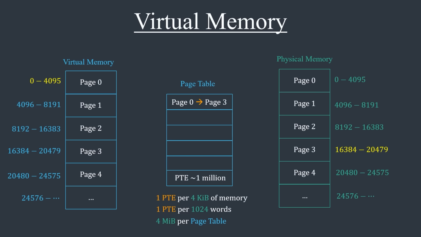There is a trade-off here though. Instead of moving a single word out of memory at a time, we now have to move 4 kilobytes of data. But this works quite well in practice because nearby memory locations are often accessed at the same time.